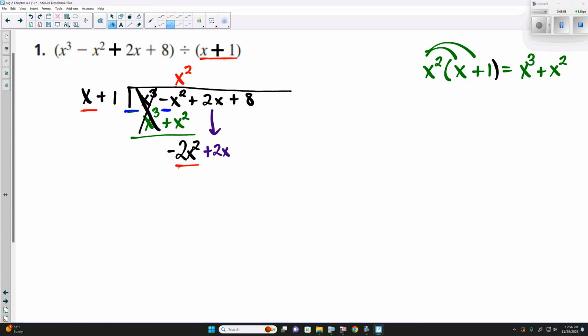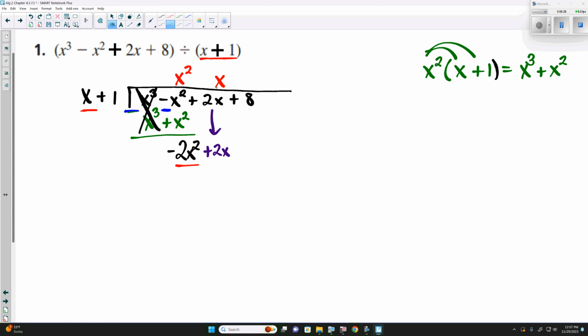Well, what's one thing we need? So we're trying to see what we multiply x by to get negative 2x squared. That's one thing it's missing. It's not squared, it's to the first. So what would we need to multiply x by to get it to be x squared? We will need an x, because x times x would indeed give us x squared, yes?